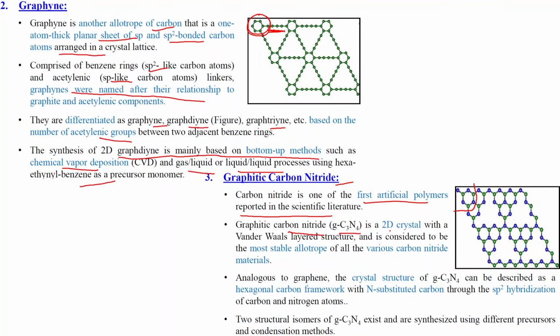formula here, C3N4. It is a 2D crystal with van der Waals layered structure, and it's considered to be the most stable allotrope among the various carbon nitride materials. Analogous to graphene, the crystal structure of C3N4 can be described as a hexagonal carbon framework with N substituted carbon through sp2 hybridization of carbon and nitrogen atoms. Two structural isomers of C3N4 exist and are synthesized using different precursors. So different isomers of this graphitic carbon nitride are present, and they are produced using different precursors and different methods.